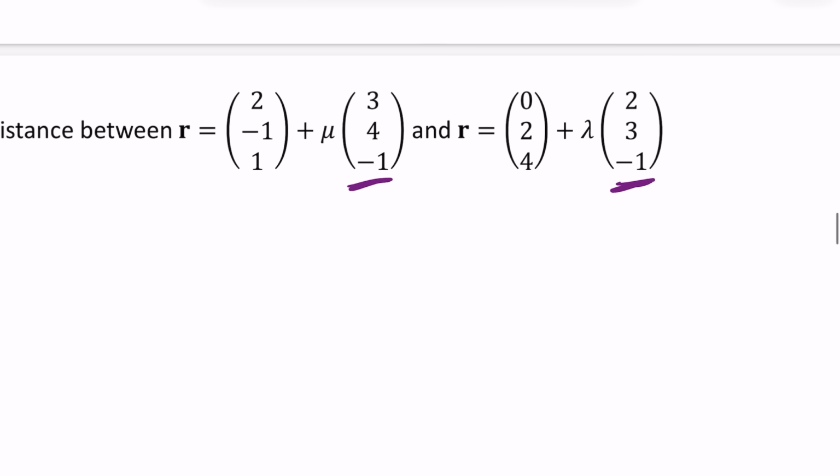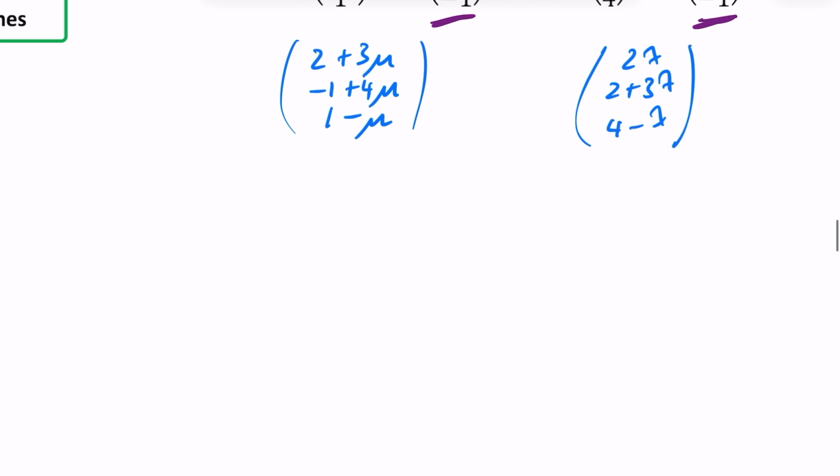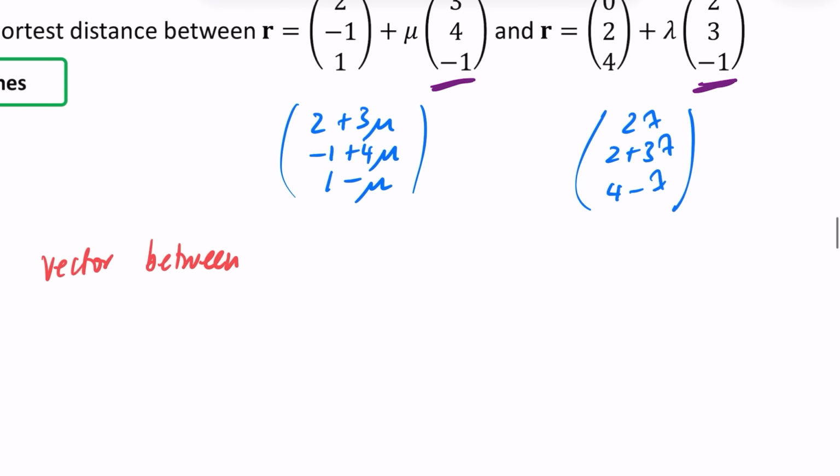So I'm definitely going to want these written as combined vectors. My 2 plus 3 mu, my minus 1 plus 4 mu, and my 1 minus mu. This one is my 2 lambda, my 2 plus 3 lambda, and my 4 minus lambda for these two different lines here. So the vector between, I'm going to subtract them, okay? To subtract them, I'm actually just going to do that one subtract that one. I'm going to see if I can save a bit of time writing these things all out.